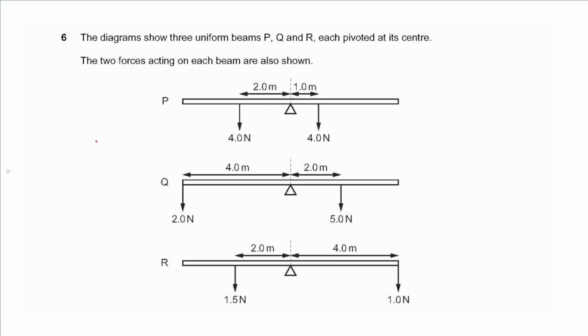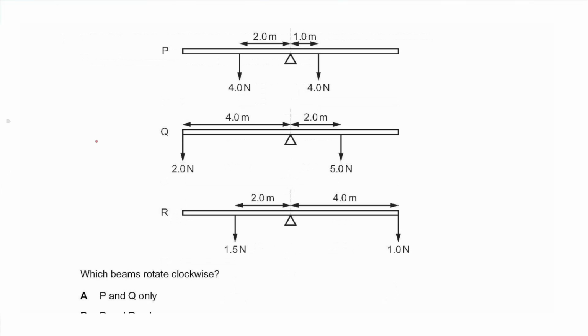Question 6 says the diagrams show three uniform beams, P, Q, and R, each pivoted at its center. The two forces acting on each beam are also shown. Which beams rotate clockwise? So we need to calculate the clockwise moments and the anti-clockwise moments. So for the clockwise moments here, we have 4 multiplied by 1, that's 4. And the anti-clockwise moment, 4 multiplied by 2, that is 8. So the total moment here is anti-clockwise, not clockwise.